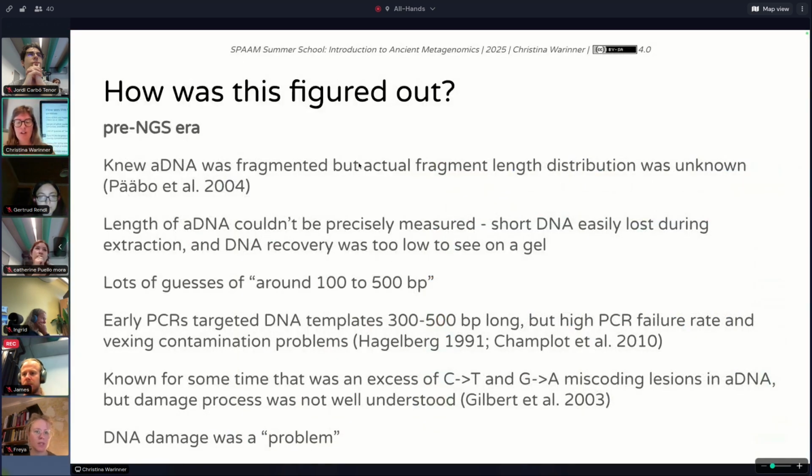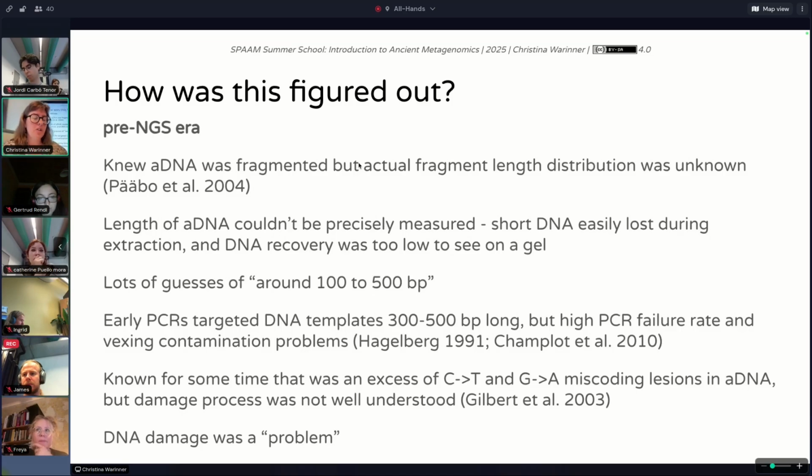So let's go back and figure out how was all this figured out? We want to put this genome back together, but how was it figured out that this happened? So in the pre-next generation sequencing era, this was in the era of PCR, we knew that ancient DNA was fragmented, but we didn't have any way of actually measuring the native fragment length distribution of those ancient DNA reads. We couldn't measure it precisely, and for a lot of reasons. Short DNA is really easily lost during extraction. DNA recovery was too low to visualize on a gel. So all the tools and techniques we had in the pre-next generation sequencing era really prevented us from understanding the nature of DNA damage that was happening.